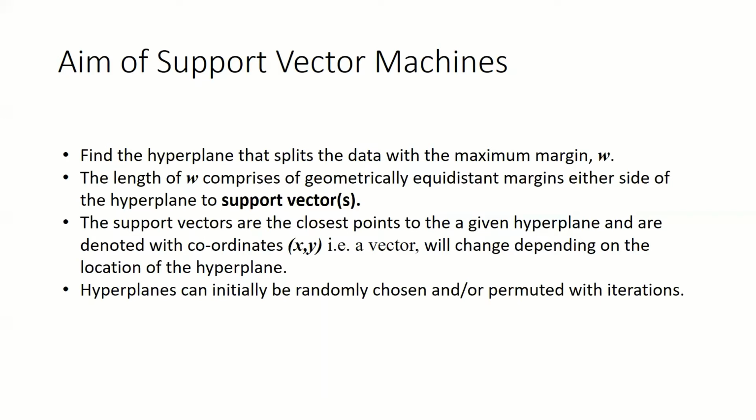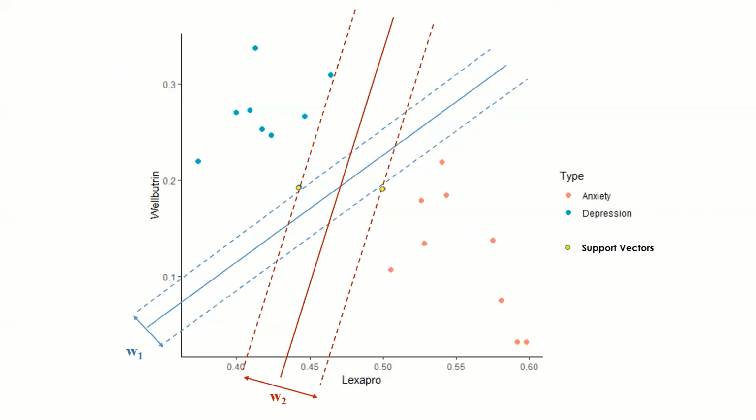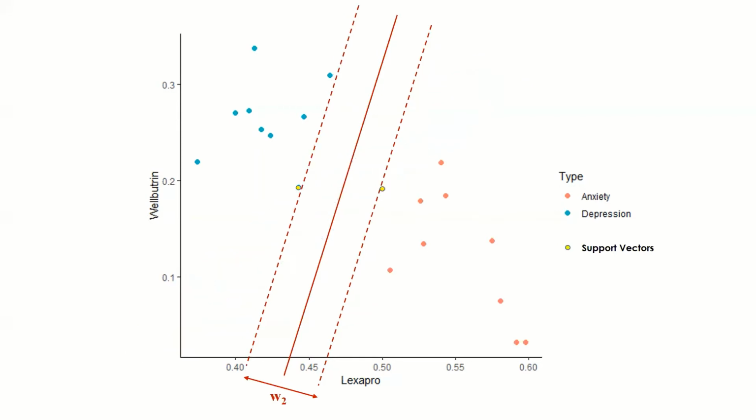And hyperplanes are usually just chosen at random, and you try to find the best one. This is what we'll try and go through in this case. We always need to be thinking about training and testing. If we look at our training data here, and we look at these two lines, we might conclude that this red line is the best one.